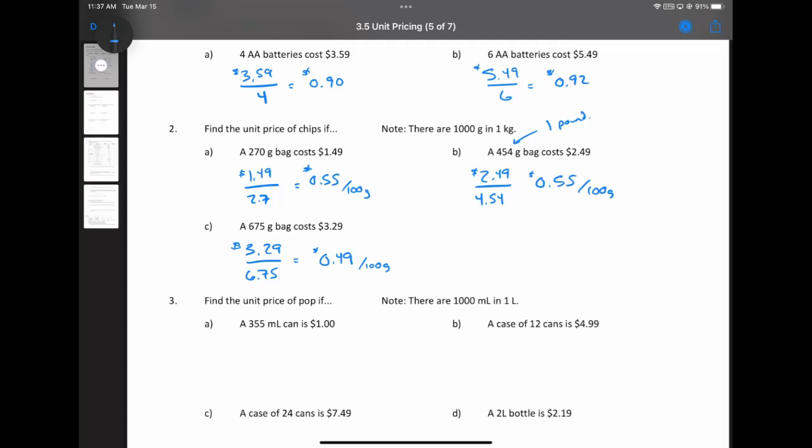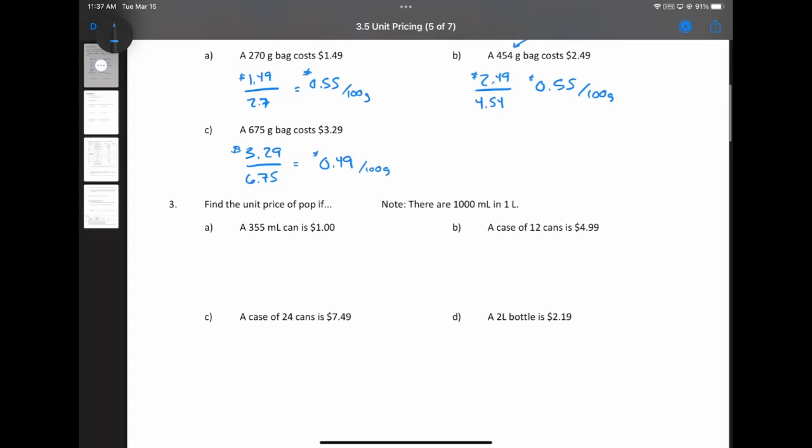However, if you're not that hungry, maybe you only need the 270 gram bag. Even though you're paying slightly more per 100 grams, you're still only paying $1.49 instead of $3.29. So you decide which one is better for you. If you're going to buy them and keep them at home and eat them over a week, then yeah, get the big one. It's a better deal.